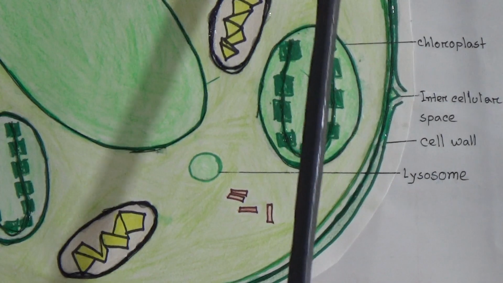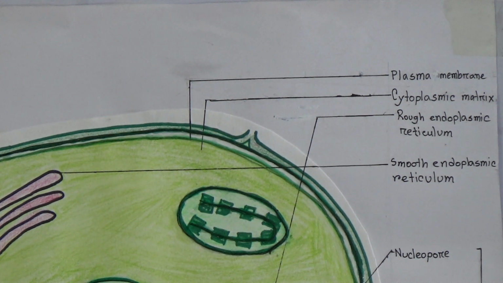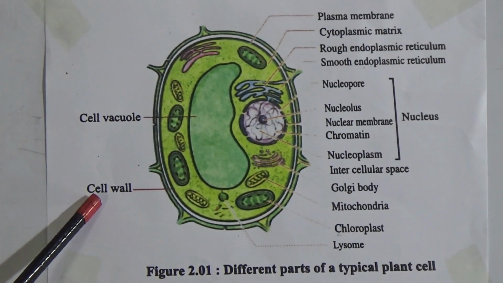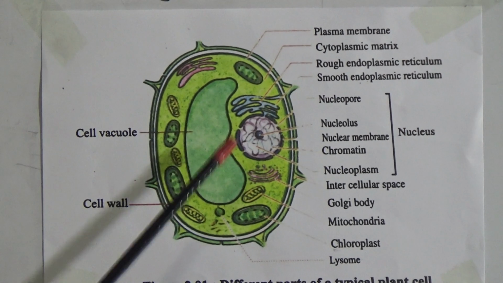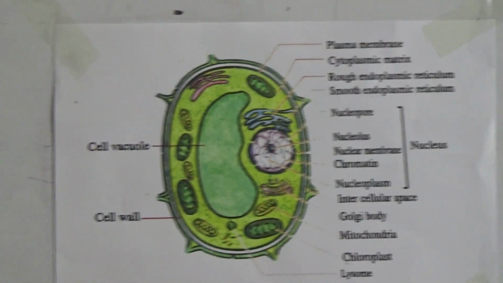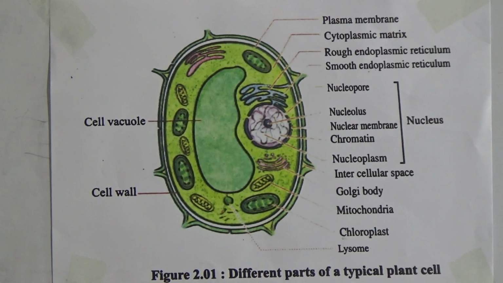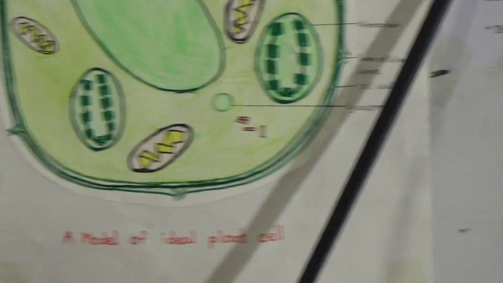You have to maintain only one side, that means on the right side you have to label. In your book they label the cell vacuole and cell wall on the left side. You will not do this. Only on the right side you have to label all the things. This is the ideal procedure for labeling. You have to label on one side, and in the lower part you have to write 'A model of ideal plant cell'. And this is the writing part.